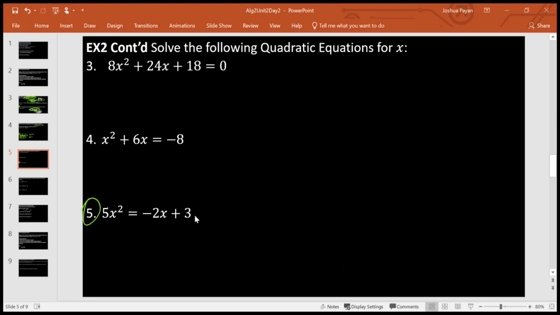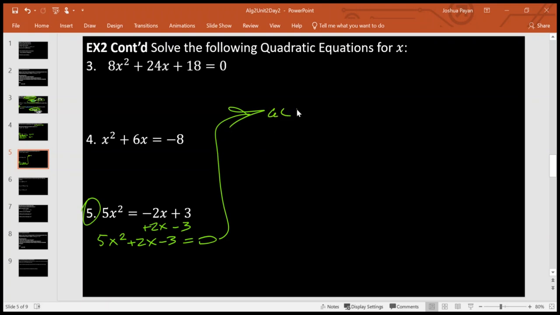Okay, so again, we see we're not in standard form. We're not set equal to 0. But this is an easy fix. All I'm going to do is add 2x, subtract 3, giving me 5x squared plus 2x minus 3 equals 0. And now I'm in business. A is not equal to 1, so I'm going to have to do AC grouping. So AC is going to be equal to negative 15.